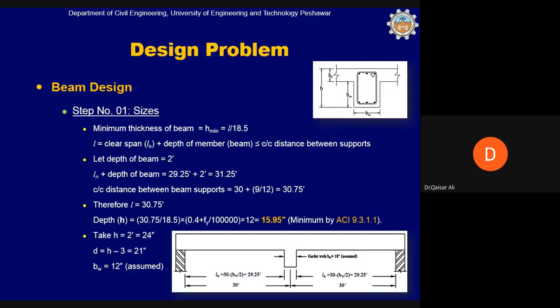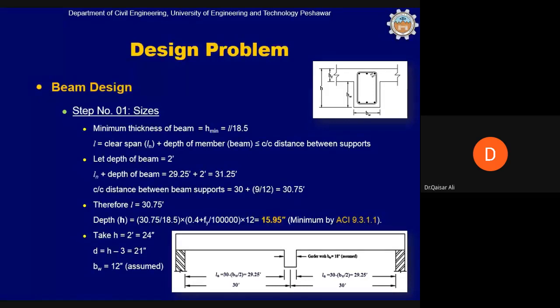Although we can always assume a depth more than this, but not too much more, because if it is much more than the minimum depth, then it will unnecessarily increase the weight of the beam, and it will unnecessarily increase the reinforcement and all other things related to the weight of the beam.